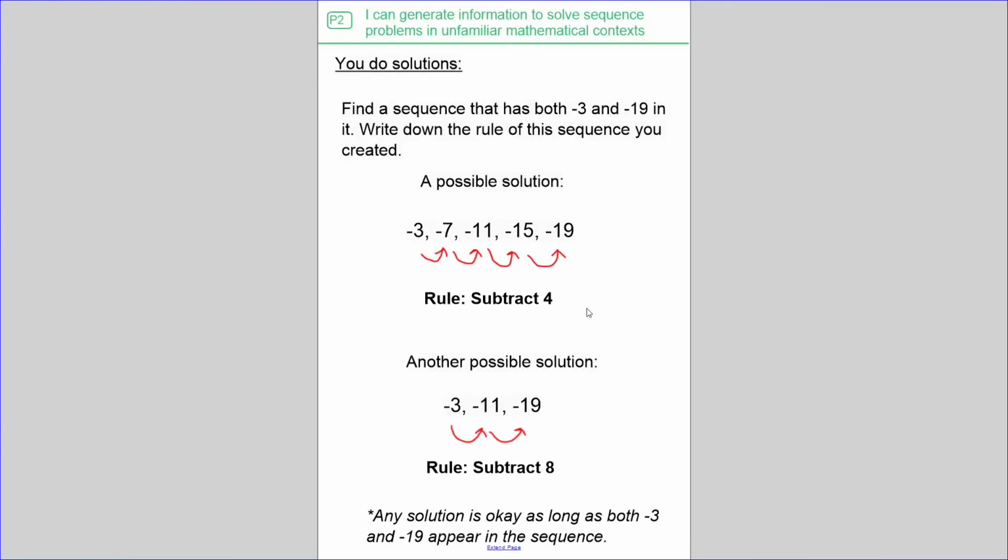Here's the solutions. Make sure that you self-assess your work. So as you can see, there are two solutions that I've come up with. For my first sequence, I'm subtracting 4. For my second sequence, I'm subtracting 8. Bear in mind, any solution is okay as long as both -3 and -19 appear in the sequence that you've created.